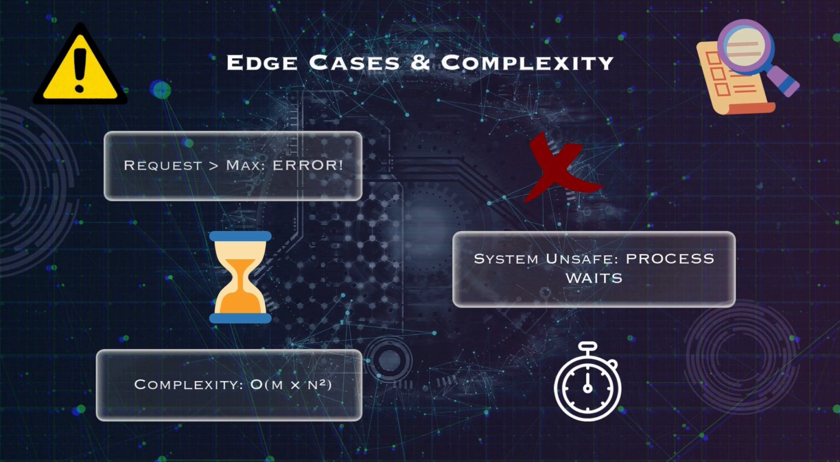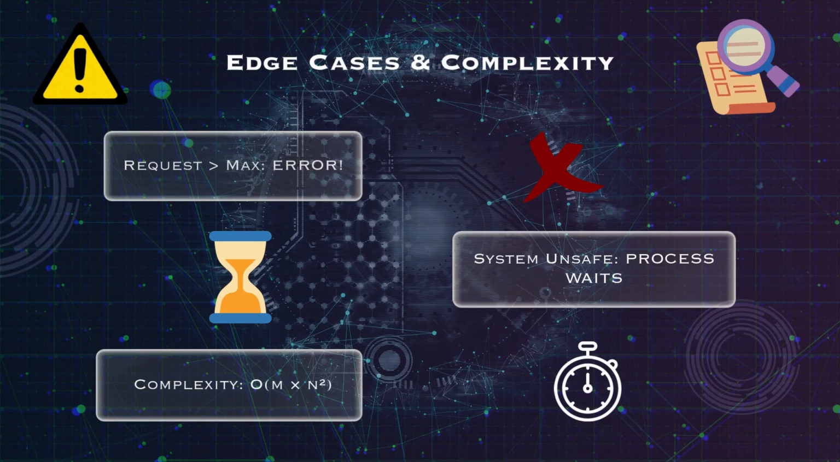Now coming to edge cases and complexity. If a process requests more than its declared maximum, it's an error. If the system is already unsafe, the process must wait until it becomes safe again. The algorithm checks each process repeatedly, so it's reliable but not the fastest for large systems.